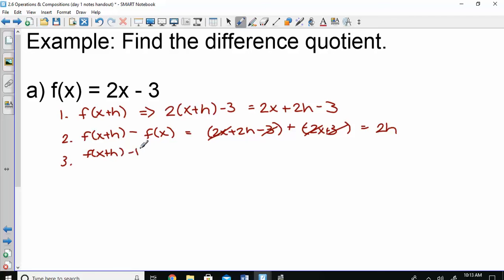Third step, that's when I told you you're doing the whole thing. F of x plus h minus f of x divided by h. So f of x plus h minus f of x, that's what we just worked out, and we got 2h. If I divide that by h, what do you get? 2. So that is our answer.